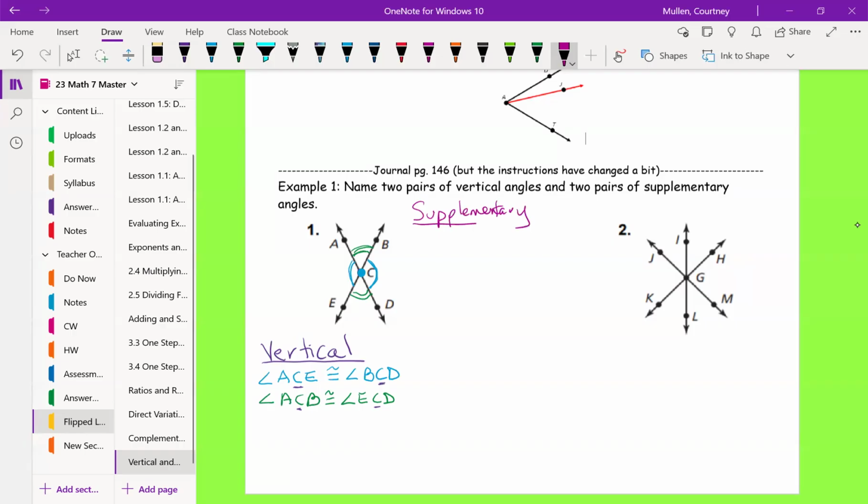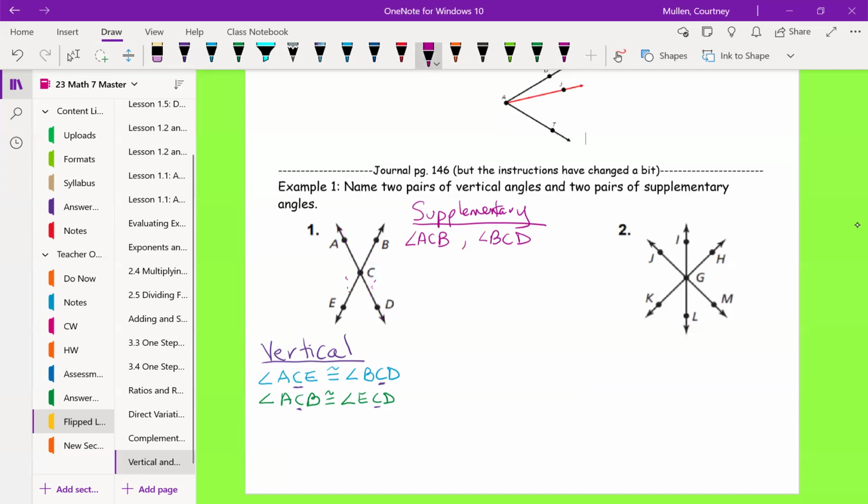So remember, with supplementary angles, we're looking for angles that form a half circle, semicircle, and follow along a straight angle. So if I look at this straight angle here, what angles do we see that are supplementary? Well, angle ACB is supplementary with angle what? You see that semicircle? Good. Angle BCD. Or it could go this way and also be supplementary with ACE.